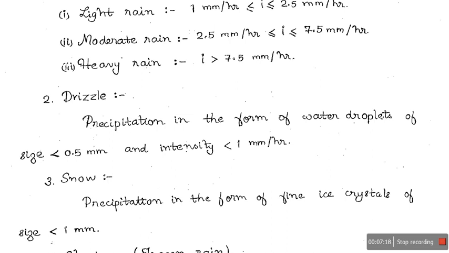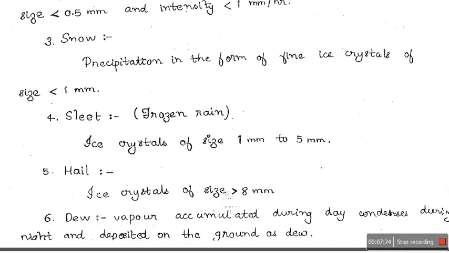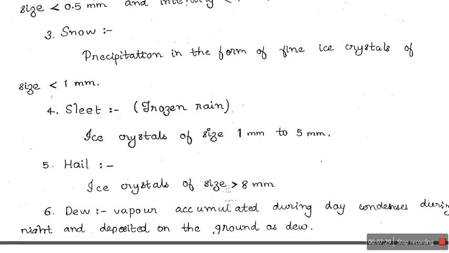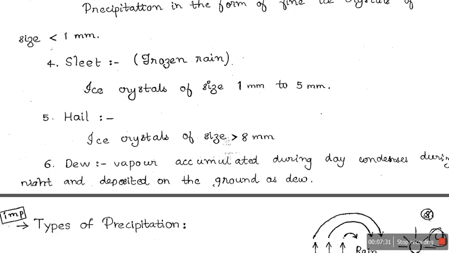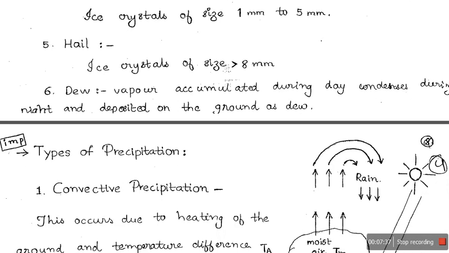We call that precipitation as drizzling. So next one is snow: precipitation in the form of fine ice crystals of size less than 1 mm. Another one is sleet, which is also called frozen rain: ice crystals of size 1 mm to 5 mm. Hail: ice crystals of size greater than 8 mm.